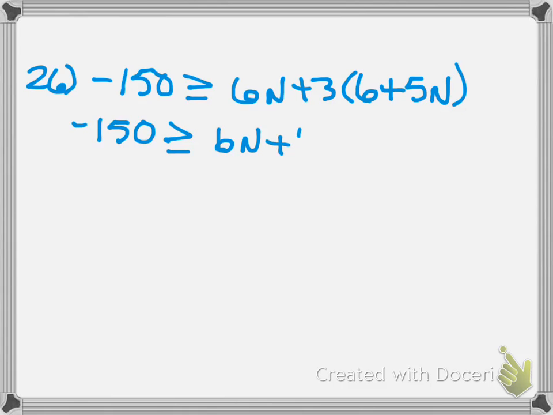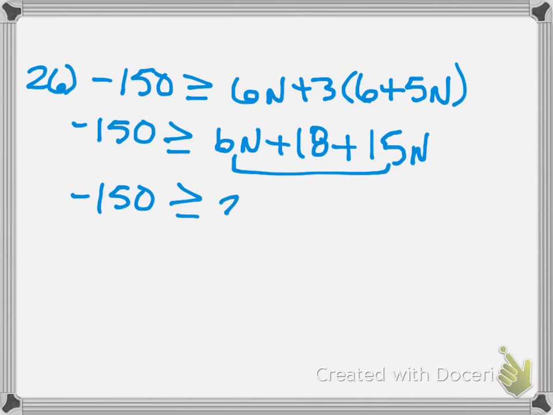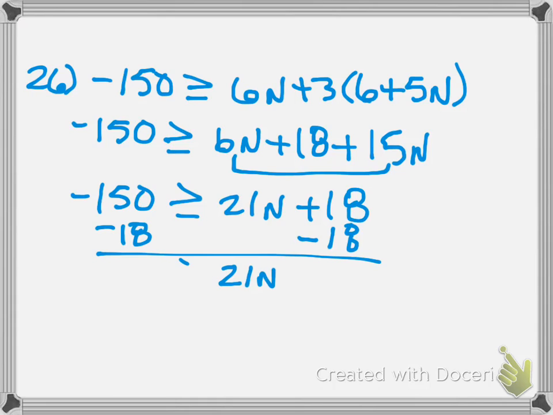3 times 6 is 18. 3 times 5 is 15n. Okay, then we need to combine our like terms. And we can see there we got 6n and 15n, which is going to give us 21n plus the 18. Now we can subtract and then divide. So negative 150 minus 18, that's what you would type in the calculator, would be negative 168. Then when you divide by 21, you get negative 8.